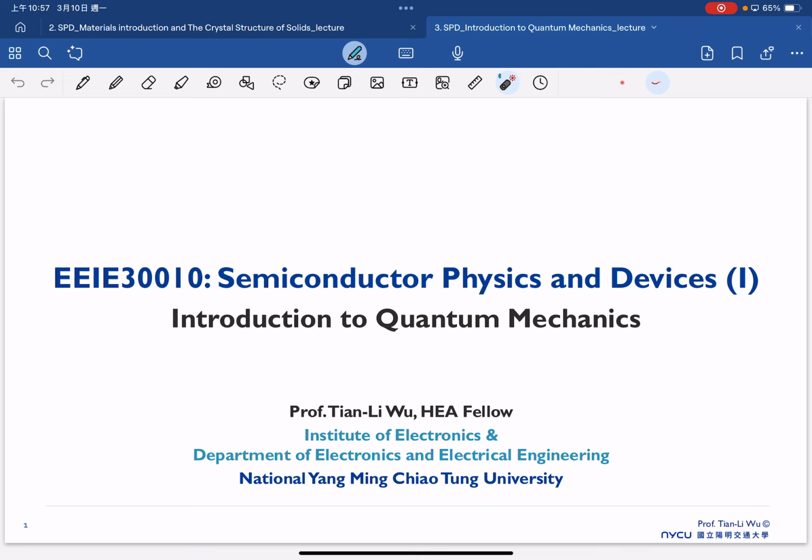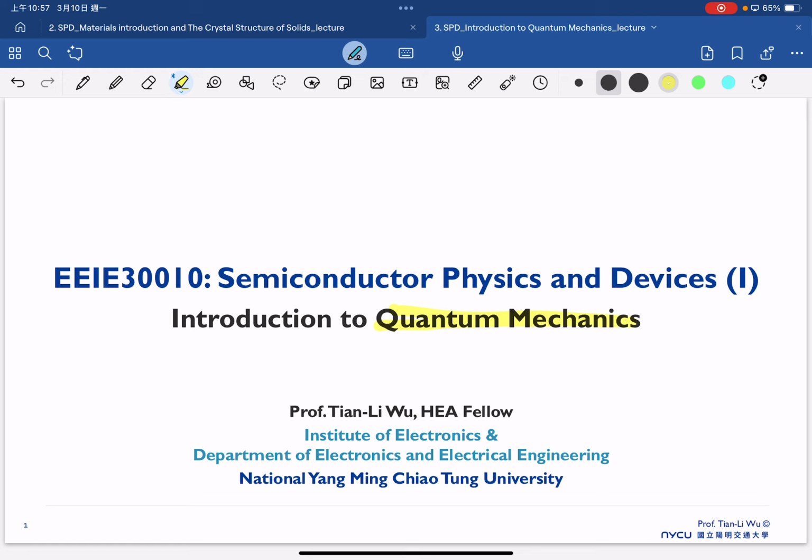Okay, we'll continue for the next chapter. So now we'll move to the more critical part. It's close to the very unique physics that we need for our semiconductor device. So in this chapter, we will introduce quantum mechanics.